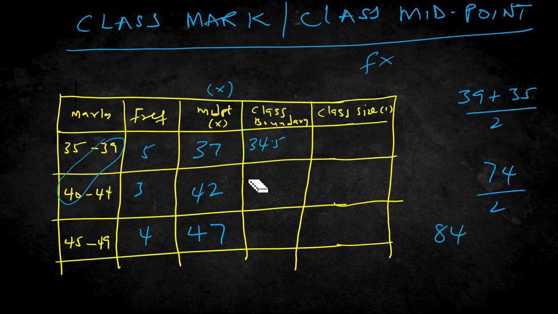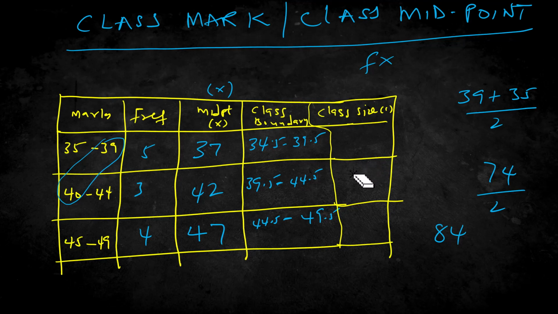So we have 39.5 and 44.5 from the lower. So for the upper, we just add the result. So we have 39.5, 44.5, and 49.5.